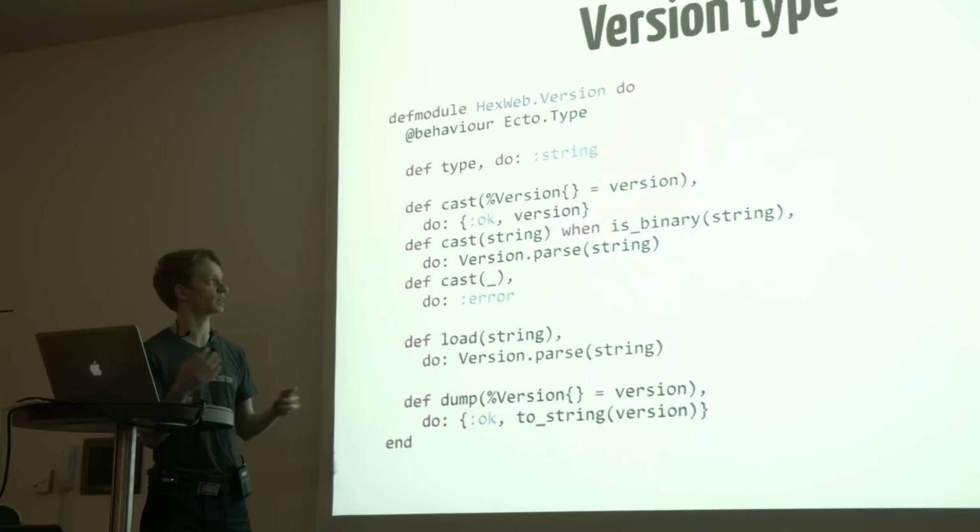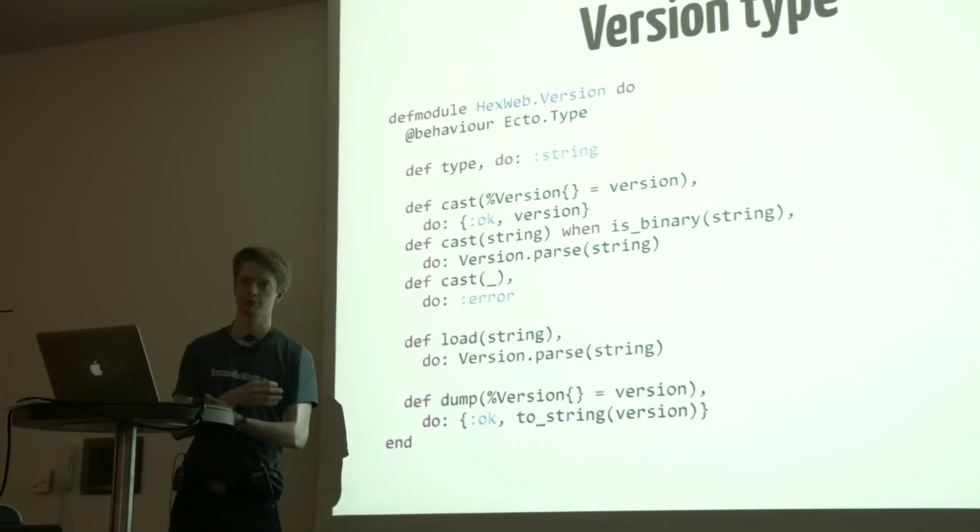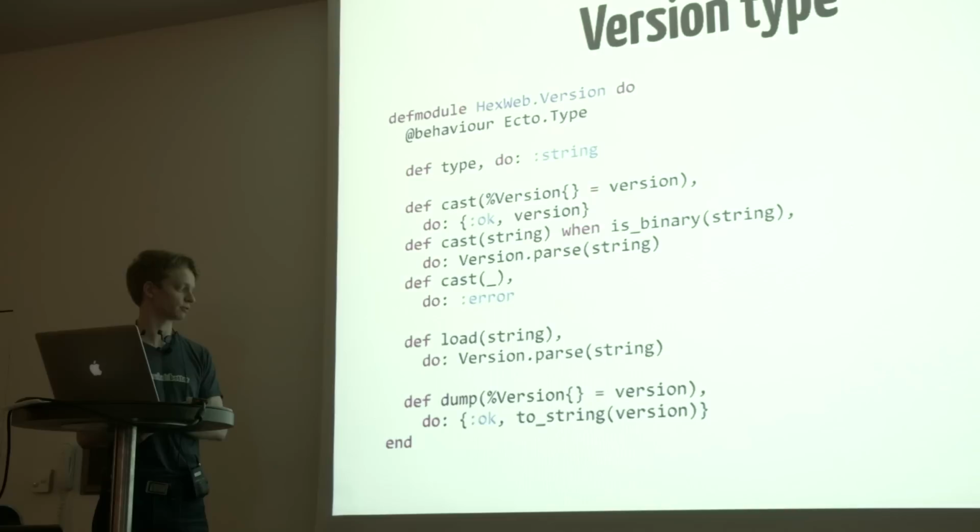So this is kind of how you extend Ecto's types, and it's how you can define casting for types that Ecto doesn't support. So I think this is a very useful feature.